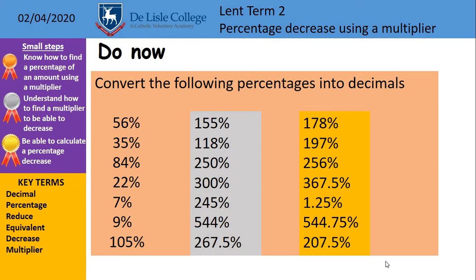Hello and welcome to this lesson on percentage decrease using a multiplier. If you want to pop today's date in the title in your book, do so now and then have a go at the do now question.